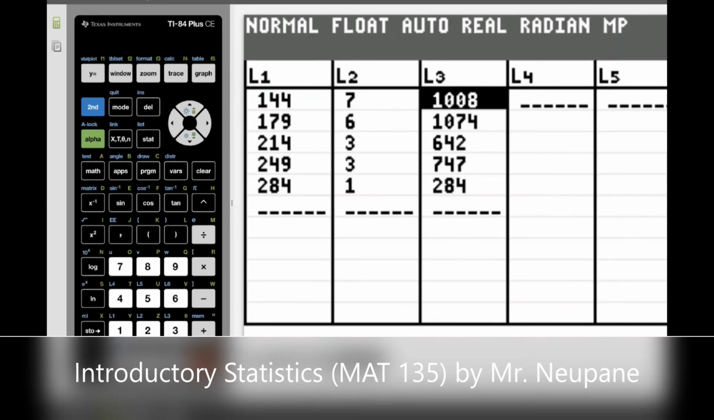1008, 1074, then we have 642, then we have 747, and then we have 284. Done copying?